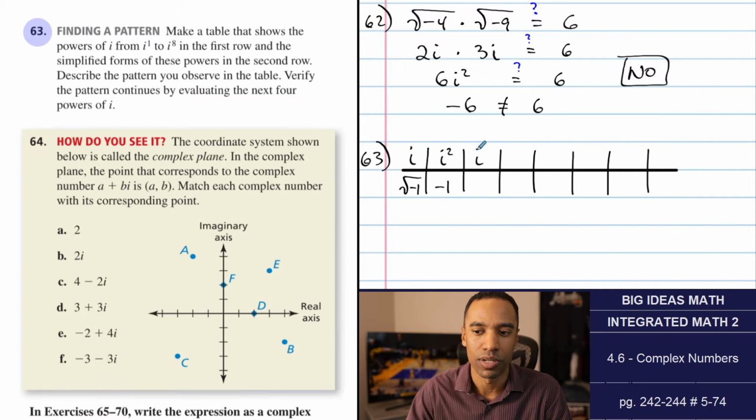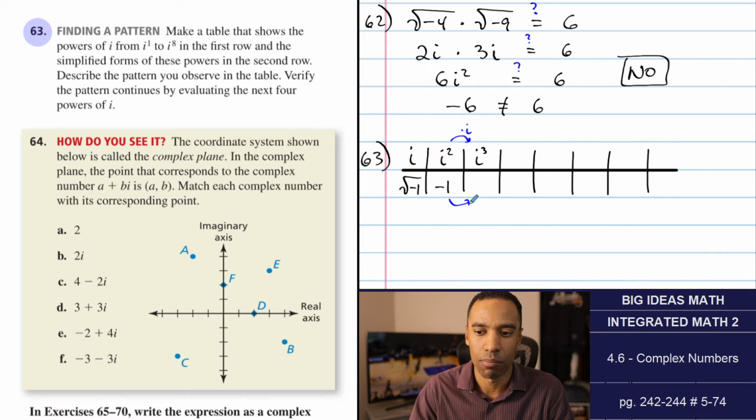Now, i cubed, I'm going to say this out loud, but i cubed is i squared times i. If we're multiplying this by i, then negative 1 multiplies by i. And that makes i cubed equal to negative 1 times i, which is negative i.